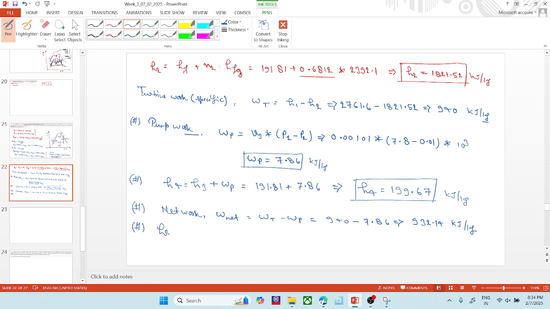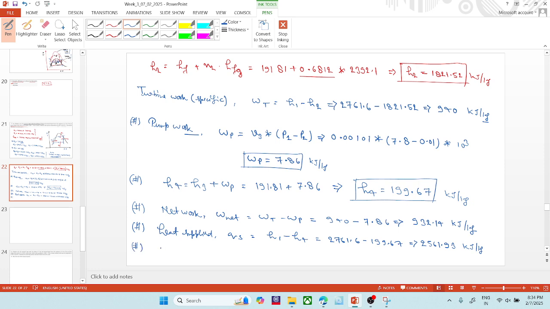The heat added, or heat supplied, would be H1 minus H4. The H1 value we have is 2761.6 minus the H4 value, 199.67. So this value would be 2561.93 kilojoule per kg.